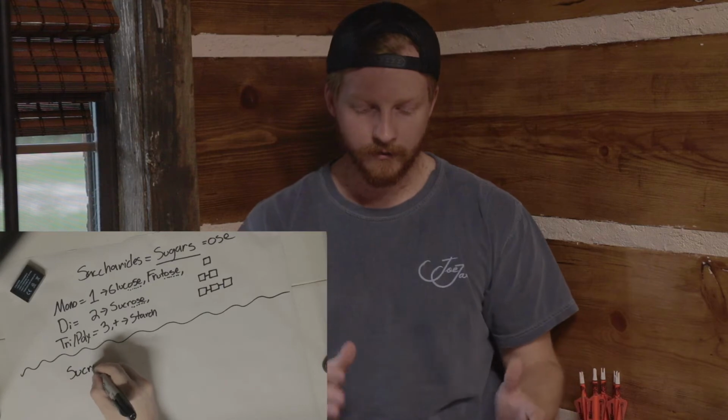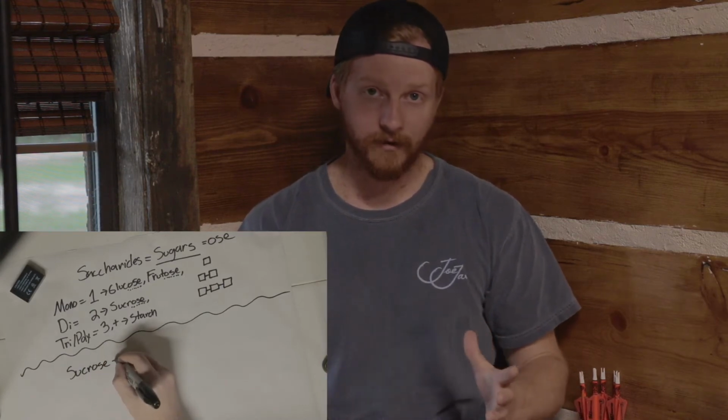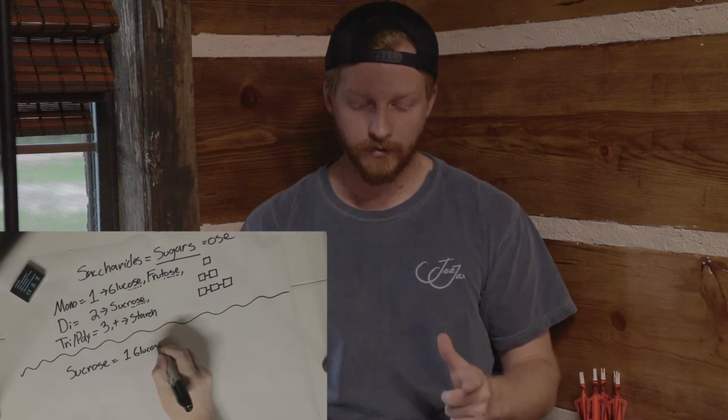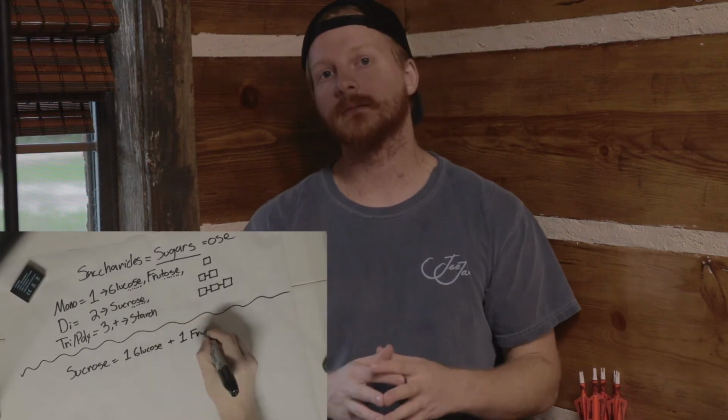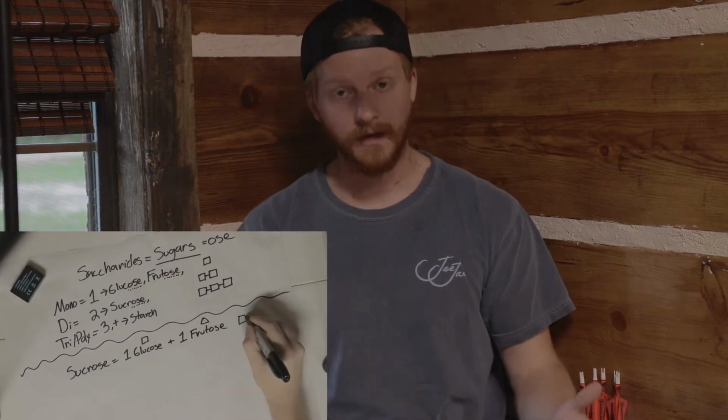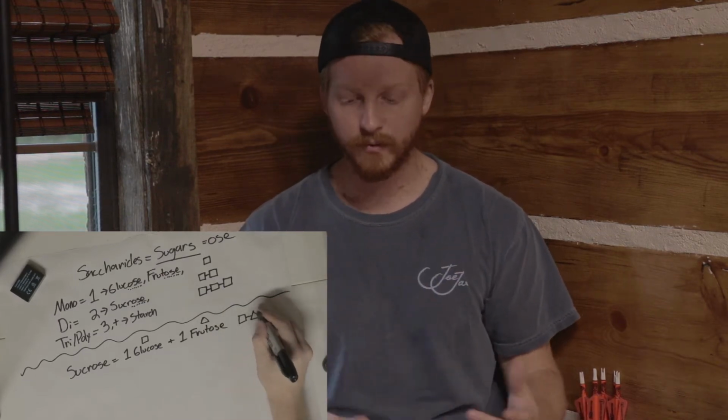Alright, so sucrose, it's a disaccharide, so it's 2. But it's actually 1 glucose and 1 fructose that have been joined together. And that creates a sucrose. And then I'm a visual learner, more visual representation.